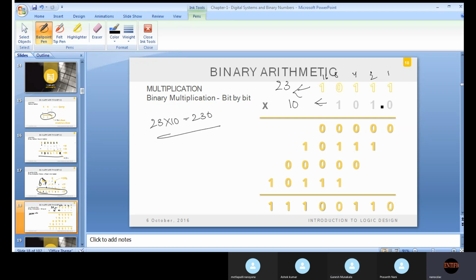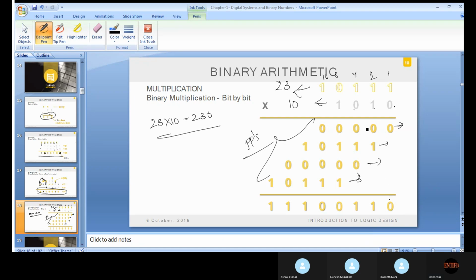230. Right. Okay, so here 0 into anything will be equal to 0. This is the first product term. Next 1 into this will be the second product term. 0 into this will be 0. 1 into this will be 1. Okay, these are called partial products, PPs. The partial products have come, and what do you do? Summing up.